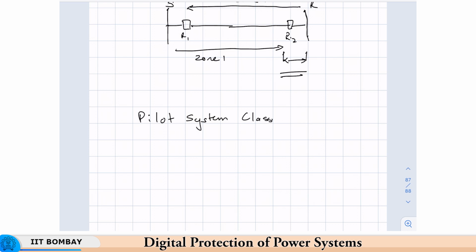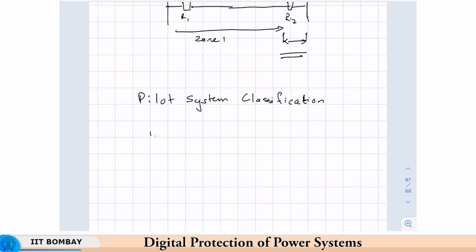So, pilot system classification. Pilot means a wire which will be run between the two ends, but which is not used for the power transmission. It is used only for the purposes of communication. So, that is why it is known as pilot. Depending on whether the communication channel is required or not required, and in what direction the power flow is, depending on all these quantities, the systems are classified.